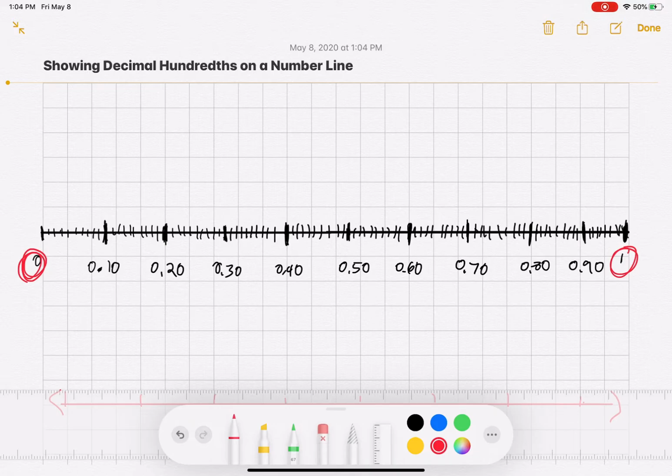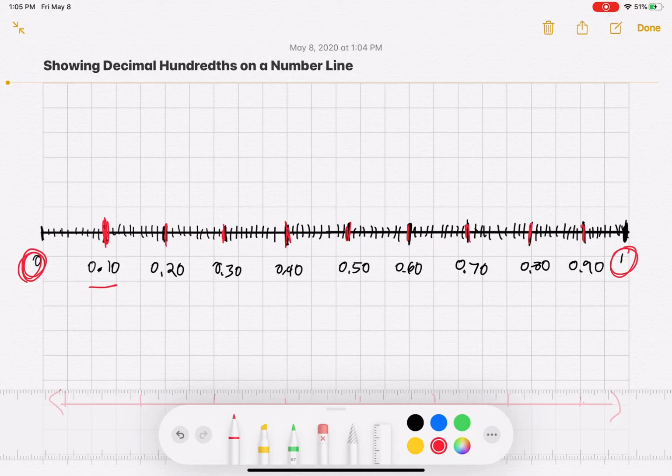Okay, and so for every little hashtag mark, we could keep breaking those down and breaking those down smaller and smaller and smaller to infinity. That's where the word infinity, I think, comes into place. So here we have 10 hundredths. Here we have 20 hundredths, 30 hundredths, 40 hundredths, 50 hundredths, 60 hundredths, 70 hundredths, 80 hundredths, and 90 hundredths.